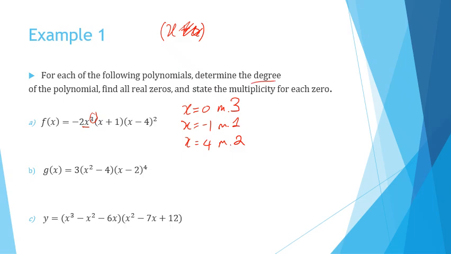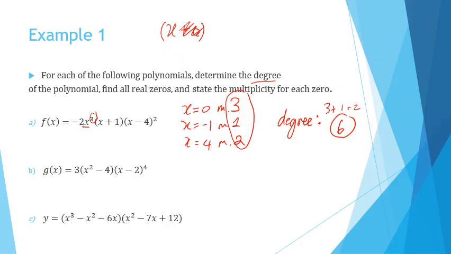And now the final thing we need to do for part A is determine the degree. And so the degree is pretty simply all the multiplicities added up. So 3 plus 1 plus 2 is 6, which is going to be our degree for that polynomial.